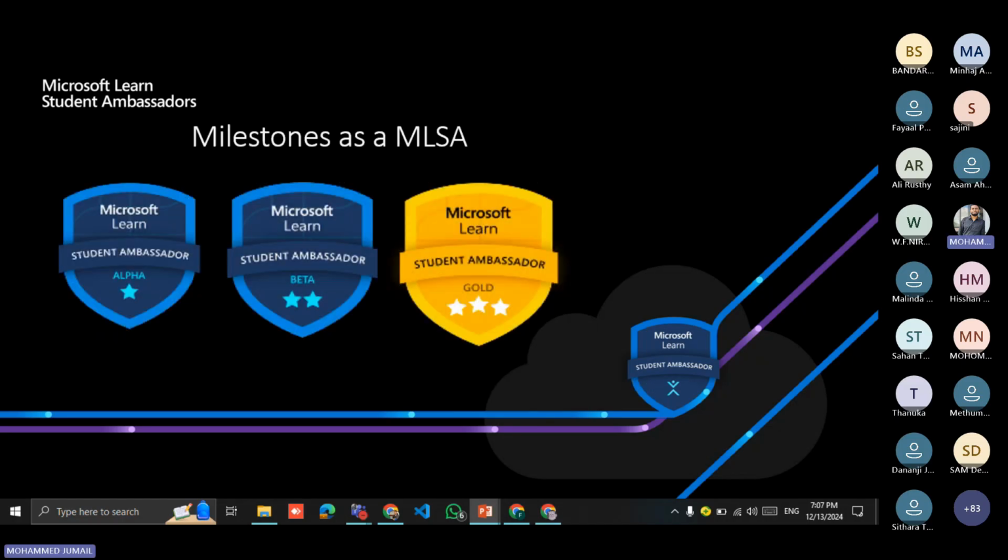Now, milestones. As you progress, you will achieve various milestones such as beta and gold status. Each stage brings more recognition, benefits, and opportunities for professional growth. As I said, there are three kinds of milestones: alpha, beta, and gold. In every stage, you will get more benefits from it.